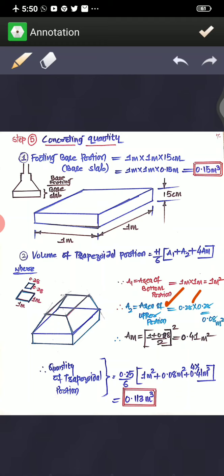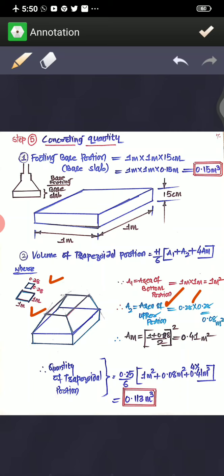Then you'll be having the average of both the areas, that is (1 plus 0.28) divided by 2, whole square, which is going to be 0.41 meter square. So here you can see that 1 by 1 is the bottom portion and 0.28 by 0.28 is the upper portion. And the mid area you are supposed to get is (1 plus 0.28) divided by 2, whole square, that is going to be 0.41 meter square.